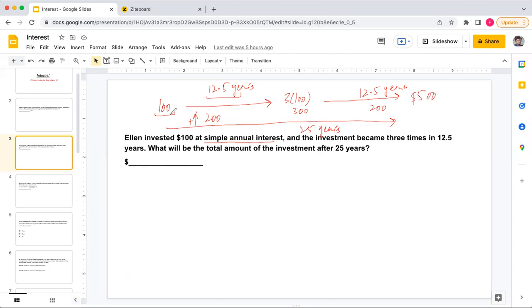Got the point? 100 till here, 300 plus 200, which is 500. Simply use the concept of arithmetic progression, because the difference between two consecutive time periods is the same, right? So if in 12.5 years the increase is 200, there is also an increase of 200 in the next 12.5 years, which in total adds up to 25 years. That's why the answer to this question is 500.